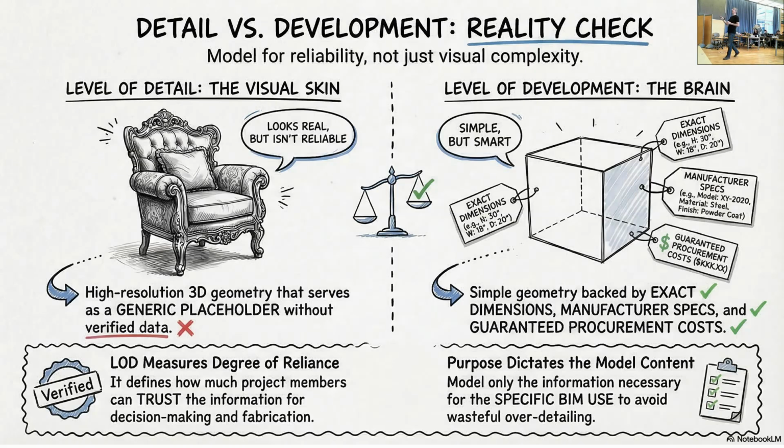But we want exact dimensions. We want manufacturer specifications. We want, for instance, procurement costs. How much is it going to cost to buy the chair, etc. So simple geometry backed by exact dimensions, manufacturer specifications, guaranteed procurement costs. This is what LOD is trying to tell us. At each LOD level, we also define what kind of information we want from designers.